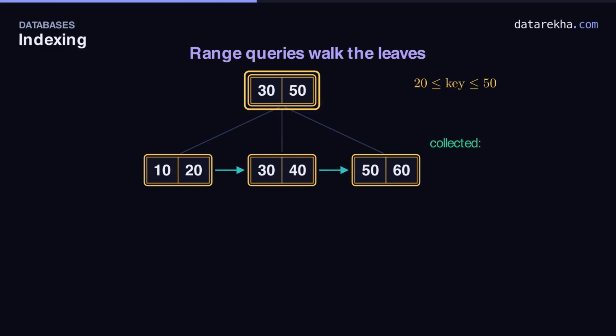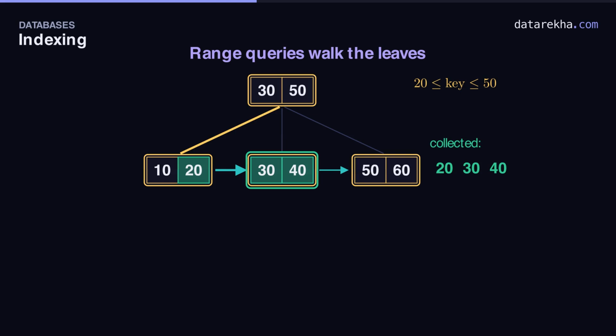First, descend to the lower bound. 20 is less than 30, so from the root we go left to the first leaf. That is where the range begins. In the first leaf, 10 is below our range, so we skip it, but 20 is in. Collect 20. 20 was the last key in this leaf, so we follow the leaf link. No going back up the tree, straight to the next leaf. 30 is in range. 40 is in range. Collect both. Follow the link once more. 50 is in range. Collect it. But the next key, 60, is past our upper bound of 50. So we stop, right here.